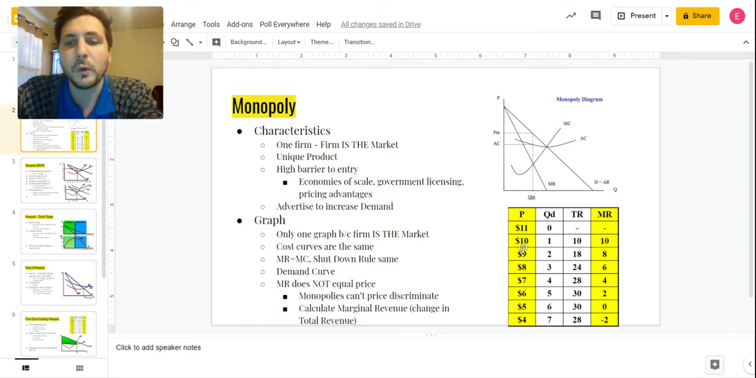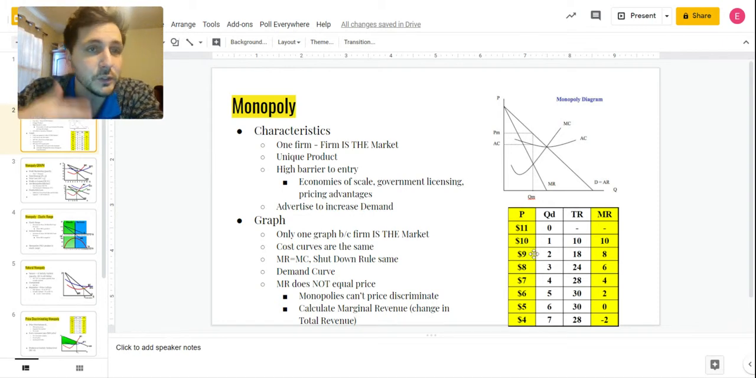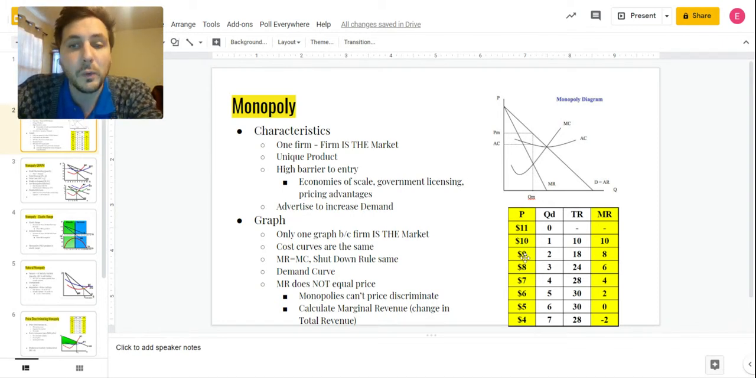Look at the next one. In order to sell the second unit, I have to lower it to $9, right? Well, when I lower it to 9, I can't charge the first person 10, the second person 9. That's price discrimination. That's not allowed. So my total revenue is going to be 9 times 2, or 18, right?